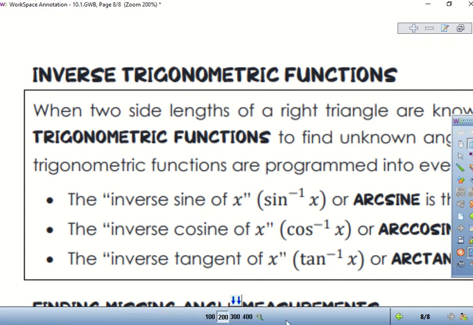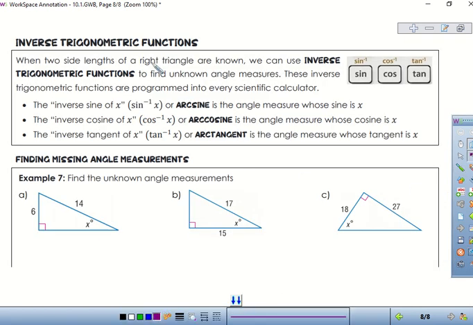All right. So now we're going to talk about the last thing we're going to address today, which is going to be inverse trigonometric functions. You remember this using the second button? So when two side lengths of a right triangle are known, we can use the inverse trigonometric functions to find the unknown angle measures. These inverse trig functions are programmed into every scientific calculator or your phone. So the inverse of sine of x, known as sine with the negative exponent, or arcsine, is the angle measure whose sine is x. So basically, don't confuse inverses with reciprocals. Inverse is something different. It basically works backwards to find the missing angle measure.